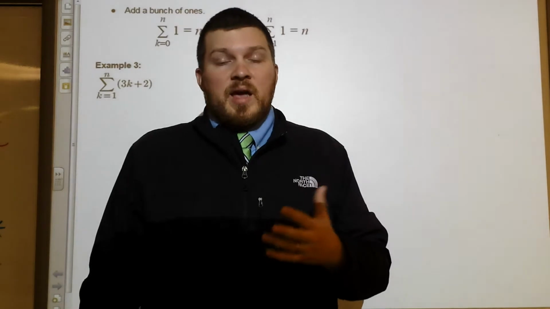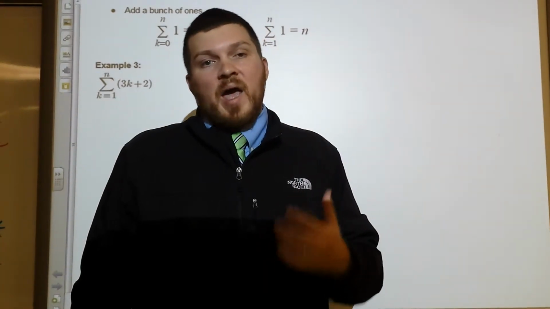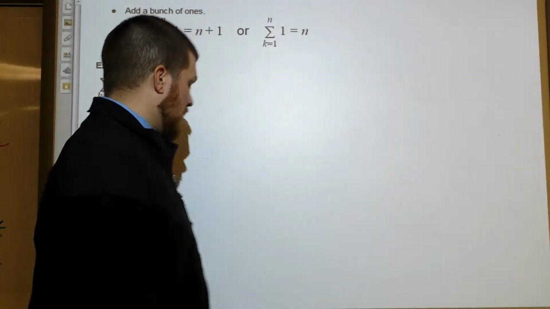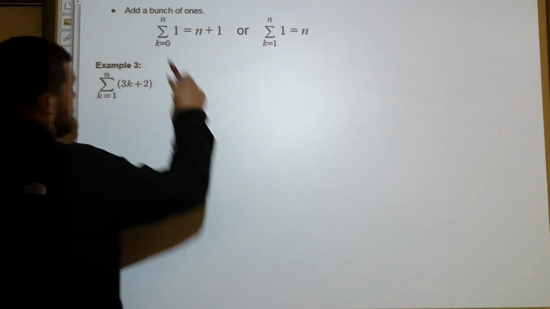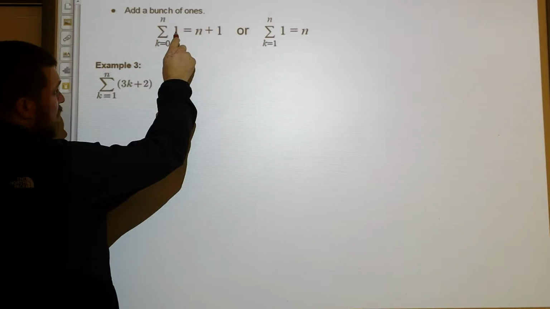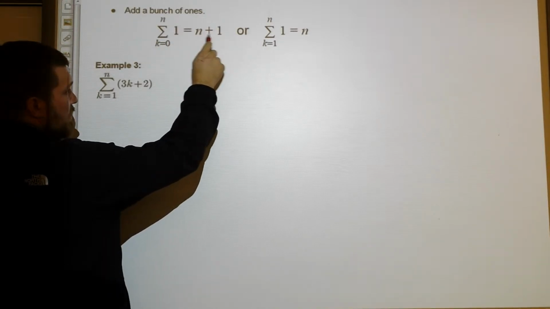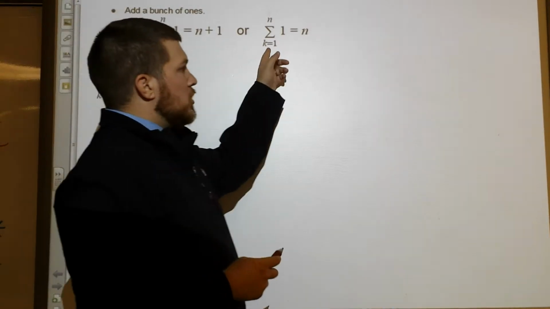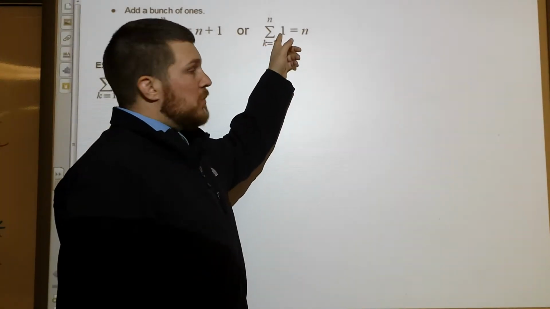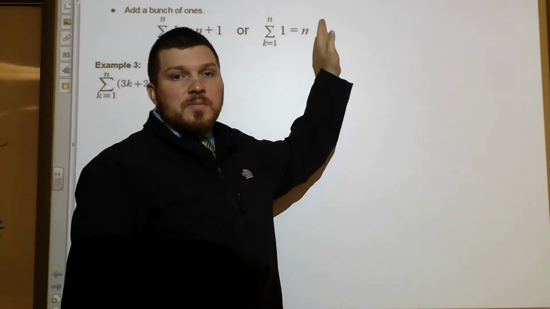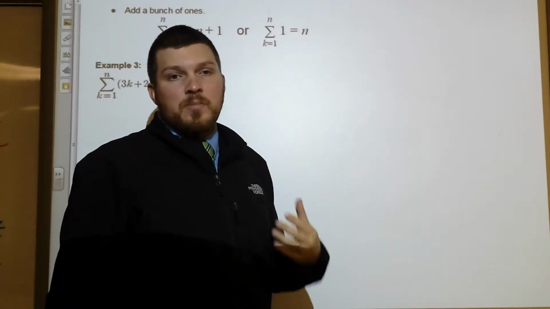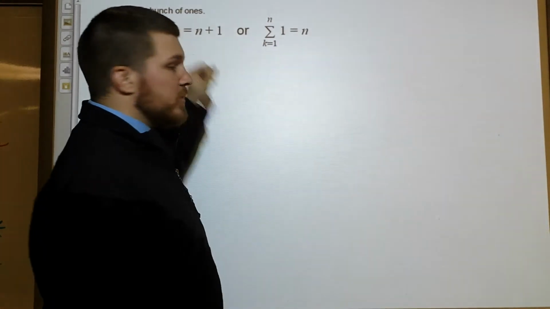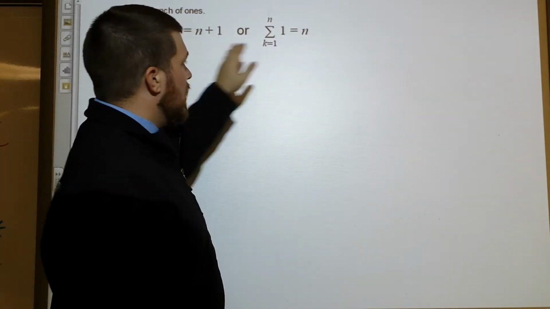Our next identity actually can be done 2 different ways. It's called add a bunch of 1s, and it's all based on what term do you start with. If you start with the 0 term, then when you add up a bunch of 1s, that sigma just becomes n plus 1. If you start with the first term and you're trying to add up a bunch of 1s, then it just becomes n. These are 2 separate identities that essentially do the same thing. It's all based on what term did you start with, the 0 term or the first term.